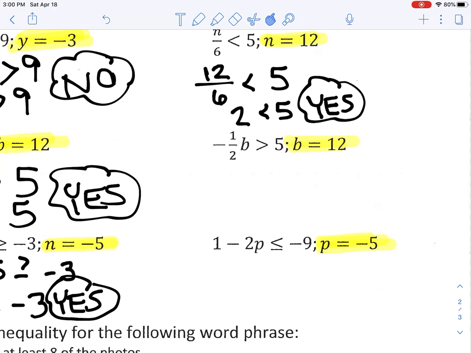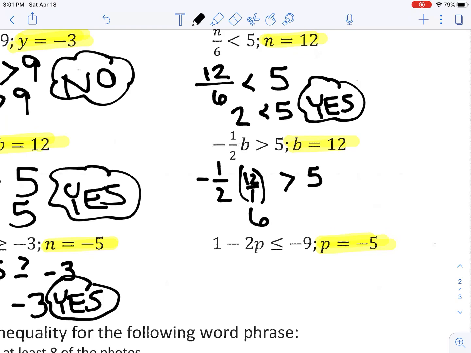Is -1/2 times b greater than 5 when b equals 12? First, substitute for your variable. Is -1/2 times 12 greater than 5? Well, half of 12 is 6, and a negative times a positive is a negative. Is -6 greater than 5? No.